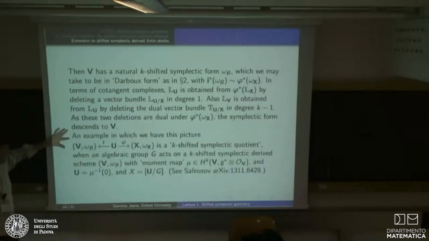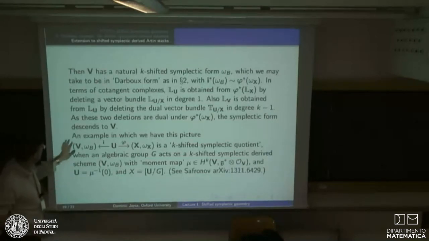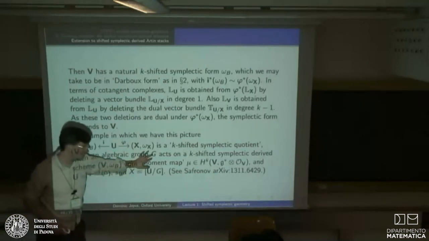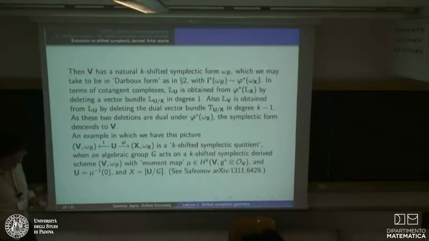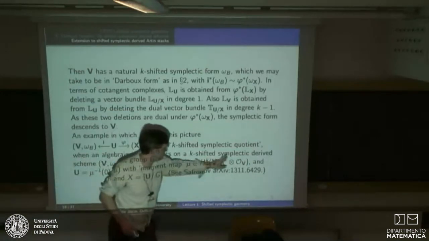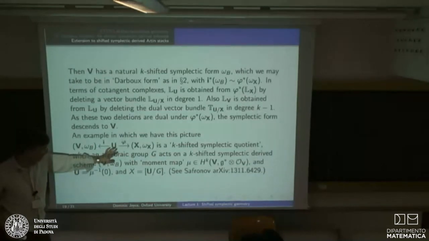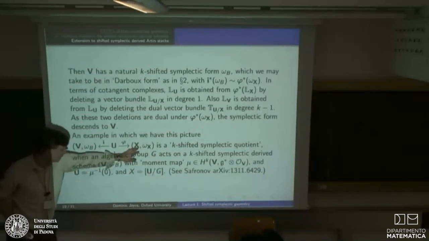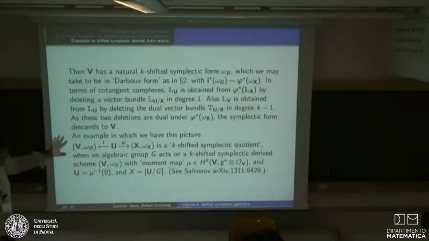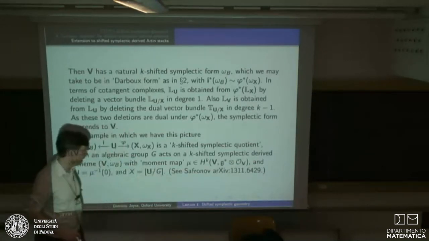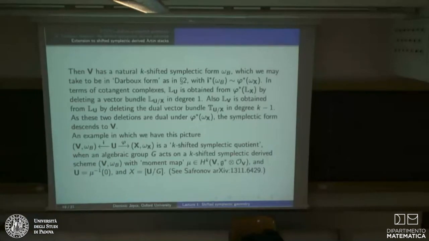Okay, so an example in which this happens is a kind of symplectic quotient. So let's pretend that V is a shifted symplectic scheme with an algebraic group action, G on it, and then some moment map, mu, which now is of degree k. Then you can take U to be mu inverse of 0, and X to be mu inverse of 0 over G. So if you're familiar with symplectic quotients or Kähler quotients, this will be a fairly familiar kind of story. And there's quite a nice paper on this by Pavel Safronov telling you how that works.